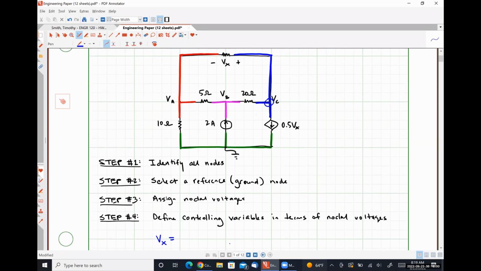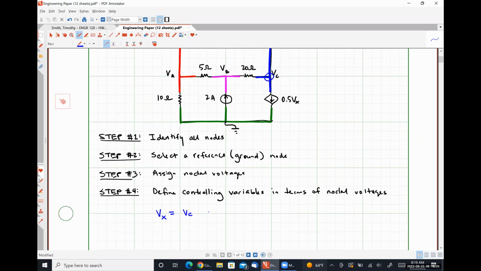So for voltages, this is very straightforward. What nodal voltage is associated with the positive polarity terminal of the voltage Vx? Vc. What nodal voltage is associated with the negative polarity terminal of Vx? VA. It is always positive polarity nodal voltage minus negative polarity nodal voltage. Always, always, always. It will never, ever be anything different than that. Okay.